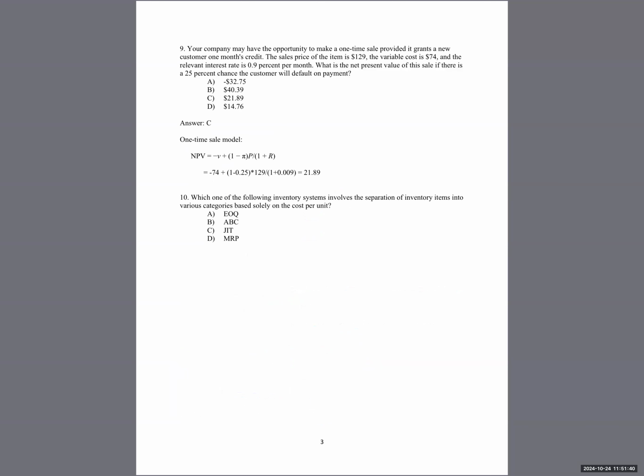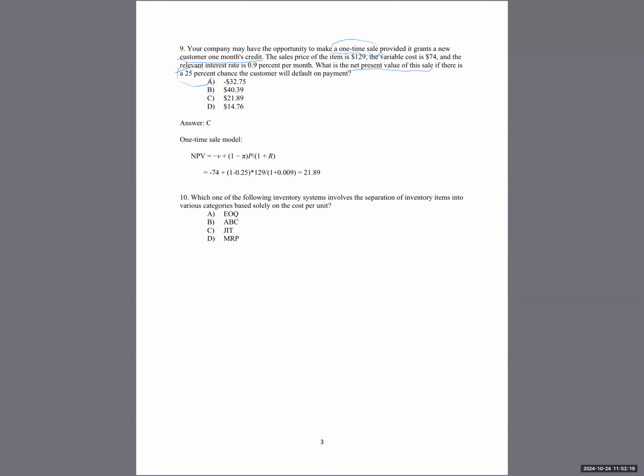Question 9. Your company may have the opportunity to make a one-time sale, provided it grants a new customer 1 month's credit. The sales price of the item is $129. The variable cost is $74, and the relevant interest rate is 0.9% per month. What is the net present value of this sale if there is a 25% chance the customer will default on payments?